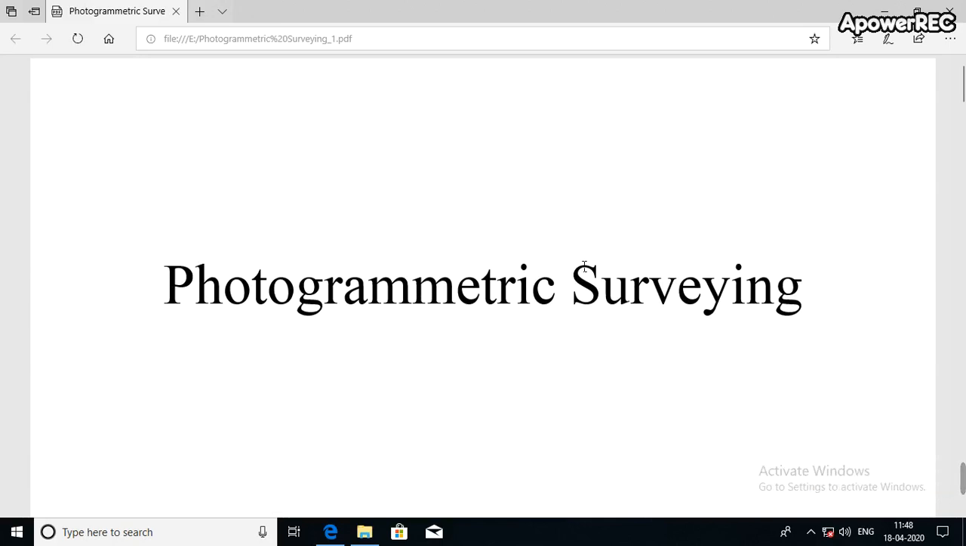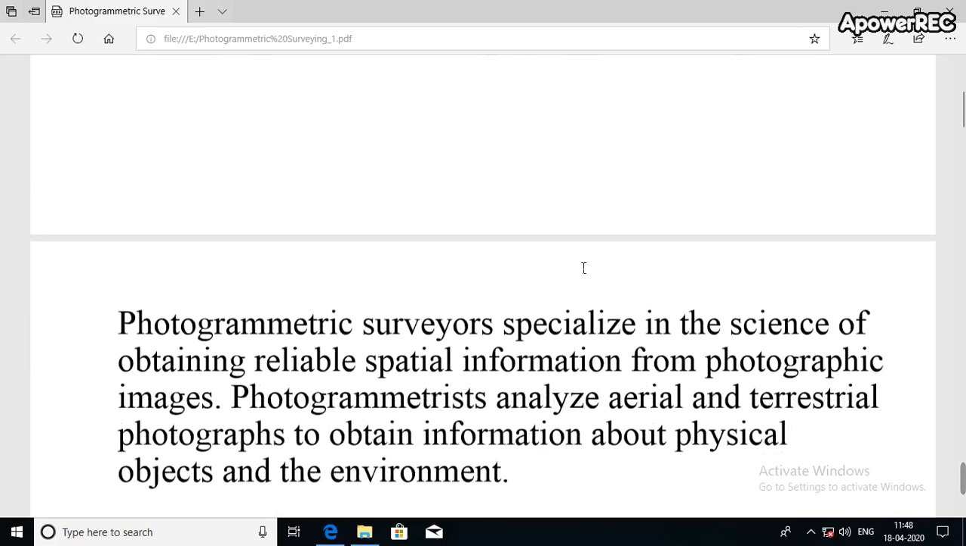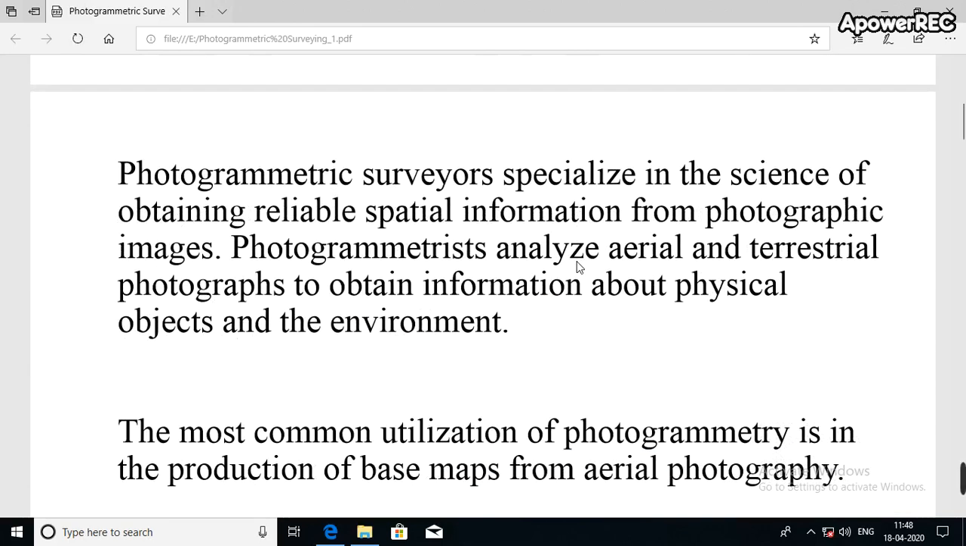Yesterday you got the note on the photogrammetric surveying. Today I shall be discussing that. So the name itself suggests that it is directly related to photography. We will be collecting some images and then analyzing them to prepare the map.